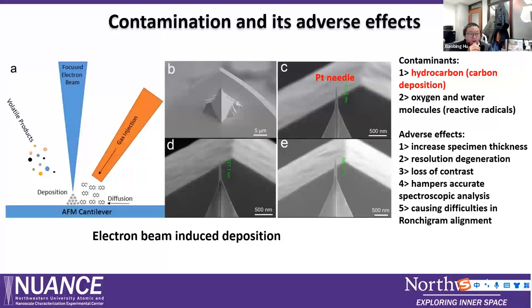Another one is that this will hamper your accurate spectroscopic analysis, because when you do EDS or EELS, your sample must be very thin. So if there is carbon deposition, in your EDS spectrum you will see a very strong carbon signal. And for your EELS, it will become worse because it will make your peaks very wide. So you will never get any meaningful information.